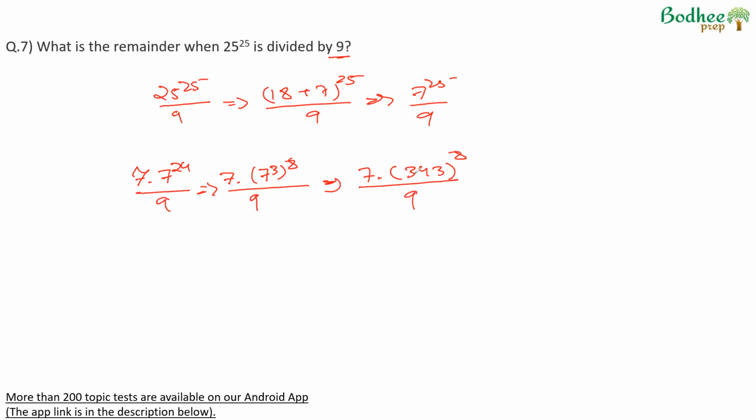343 divided by 9 will leave a remainder of 1 because the sum of digits is 3 plus 4, 7, plus 3, 10. So remainder of 1. And this 7 will be there as it is. So the overall remainder will be 7 and that becomes the answer.